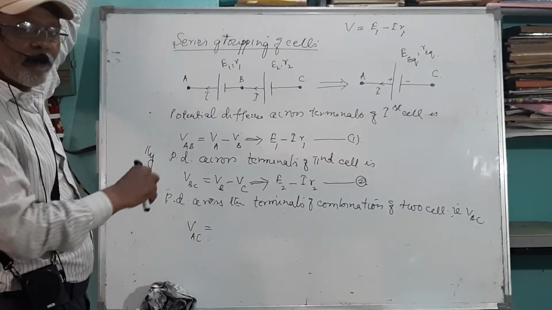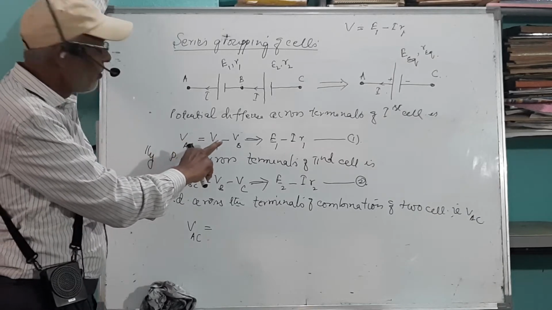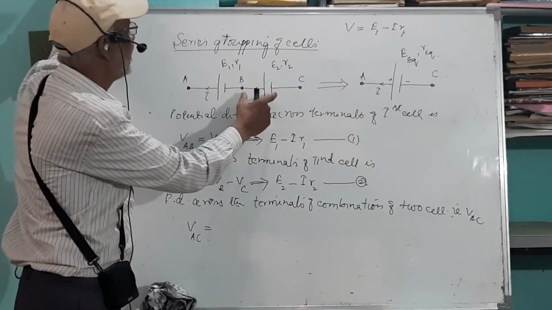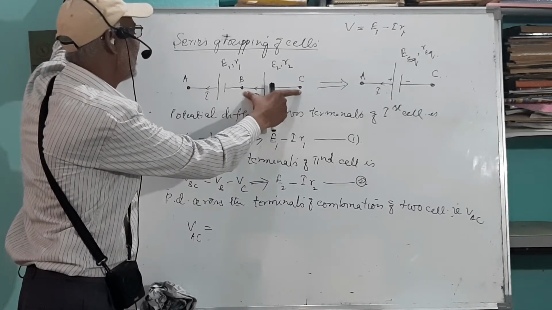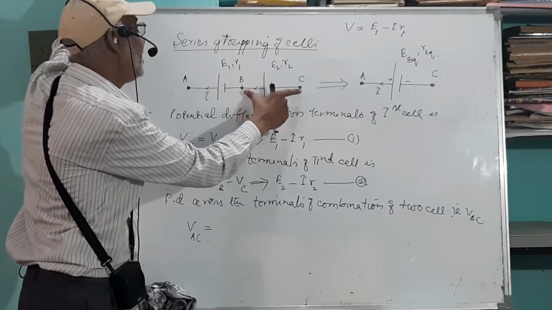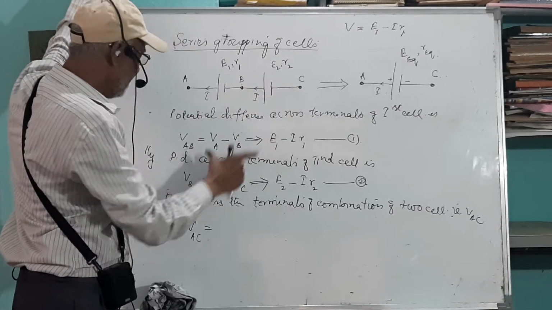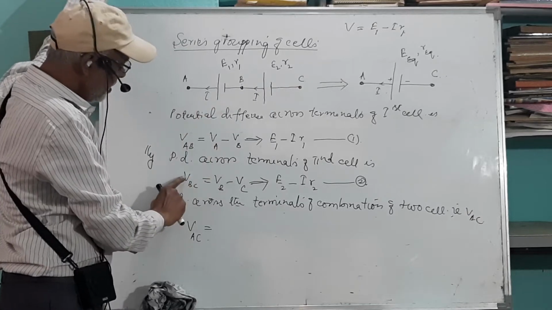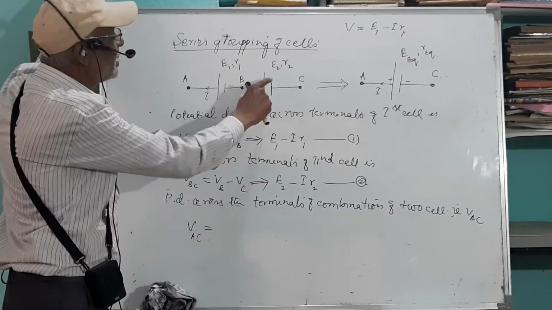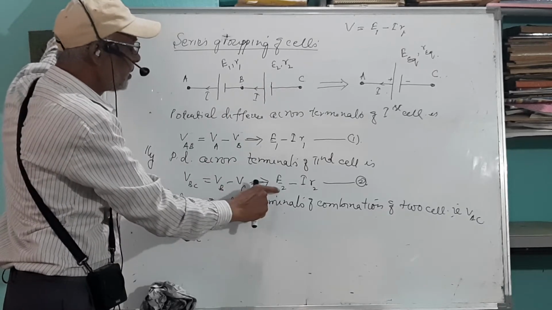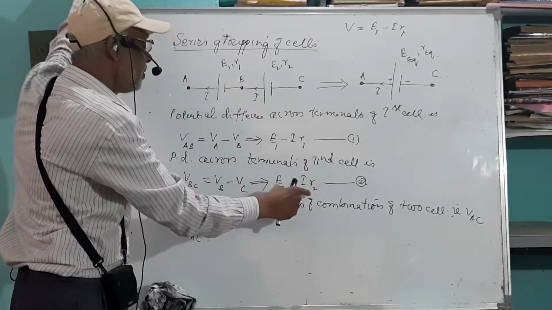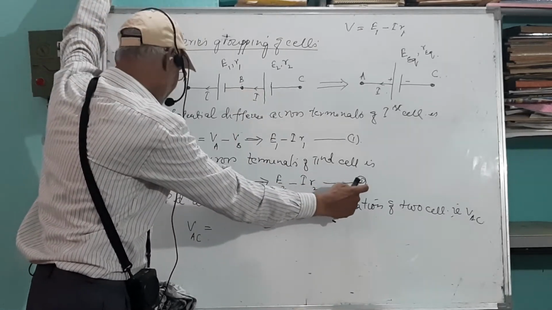Similarly, you have to find the potential difference across the terminals of the second cell. These are the terminals of the second cell. In a similar fashion, that is VBC, which is equal to the potential at B, VB, minus the potential at C, VC, which is equal to E2 minus I R2, because the current is the same. So I can write it as equation 2.